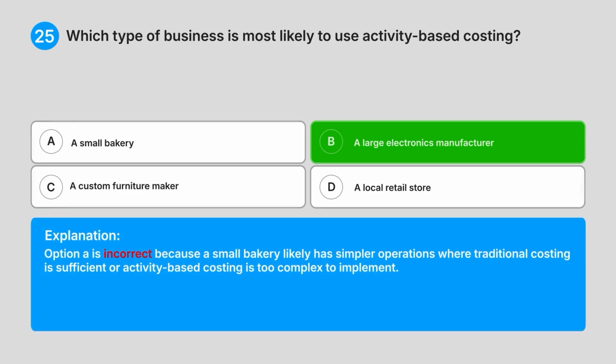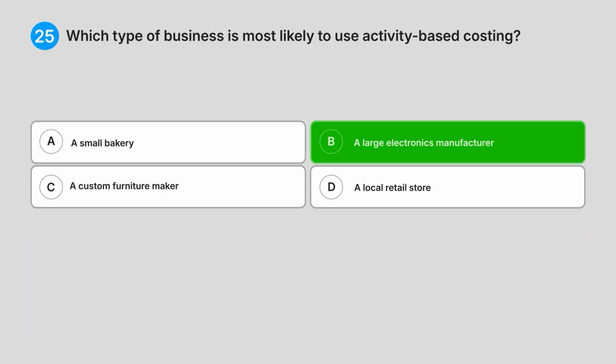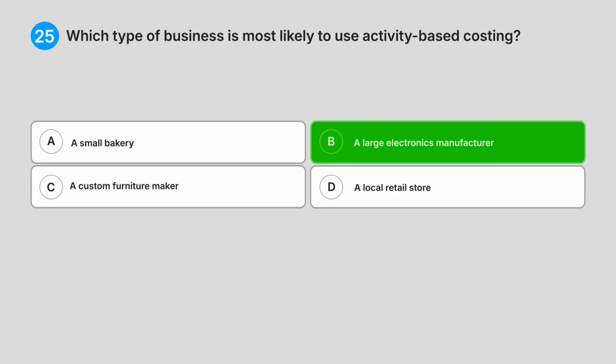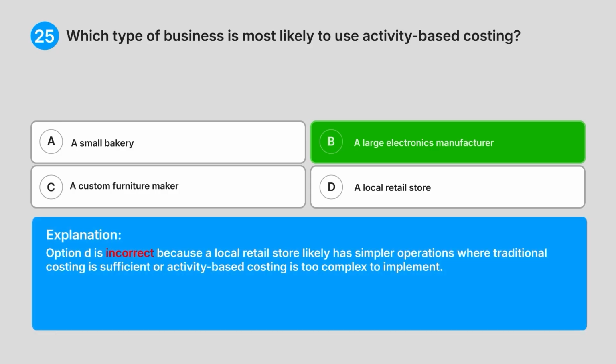Option A is incorrect because a small bakery likely has simpler operations where traditional costing is sufficient or activity-based costing is too complex to implement. Option C is incorrect because a custom furniture maker likely has simpler operations where traditional costing is sufficient, or activity-based costing is too complex to implement. Option D is incorrect because a local retail store likely has simpler operations where traditional costing is sufficient, or activity-based costing is too complex to implement.